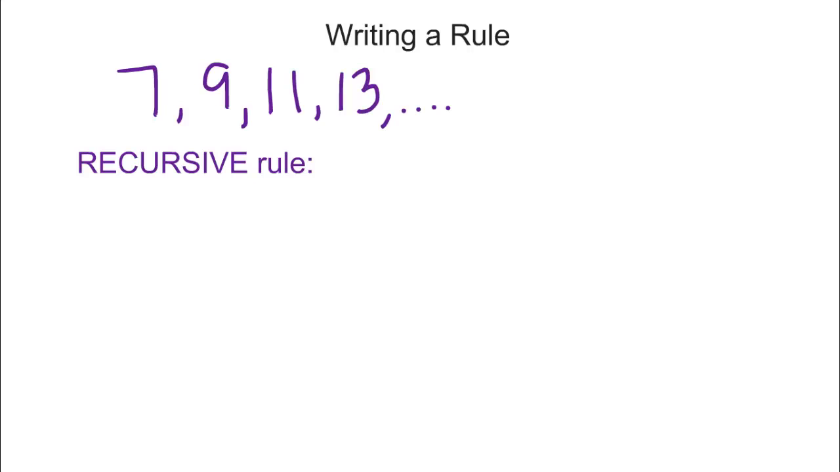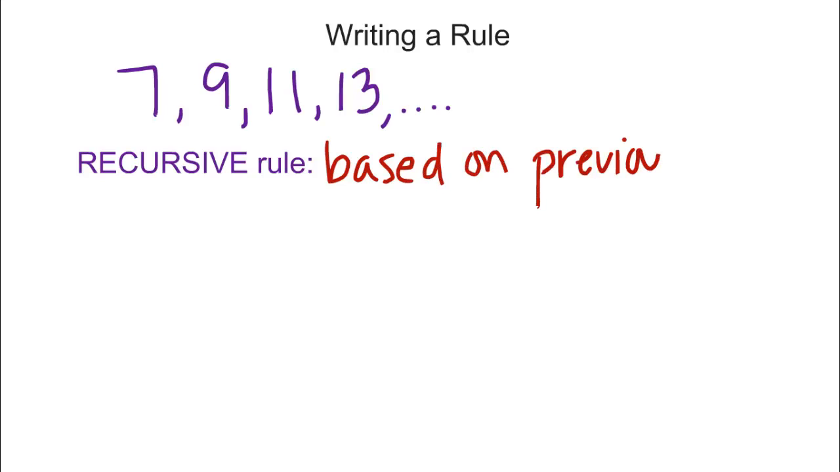We're going to talk about two types of rules that we could write for a sequence. The first is known as a recursive rule. A recursive rule is based on a previous term or previous terms. Sometimes you might need more than one. So I need to know some terms beforehand, before I can tell you the next term. And the very first sentence that we wrote down in green on the first slide, adding 2 to the previous term, was a recursive rule.